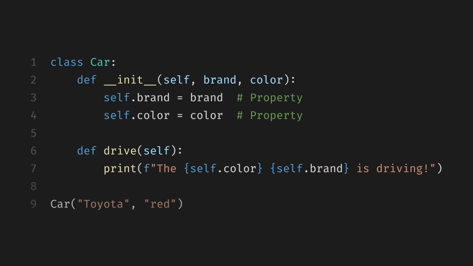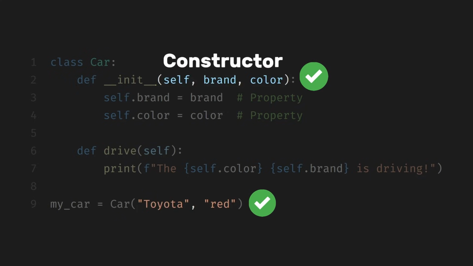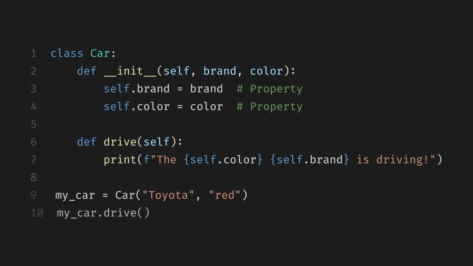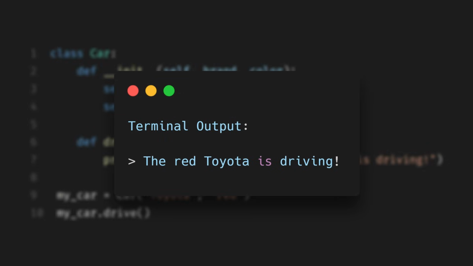Now let's make a car and see it happen. We called the Car class like a function with the values Toyota and red and assigned it to the variable my_car. The values Toyota and red are assigned to self.brand and self.color, respectively. The order of the values is important because it must match the order of the parameters in the constructor. The Car class returns an object, which means my_car is a variable that holds an object. We can then call the drive function on it. When run, the output shows the red Toyota is driving.